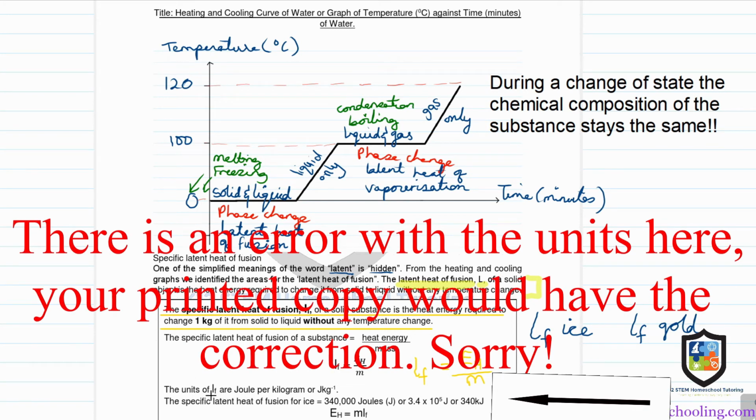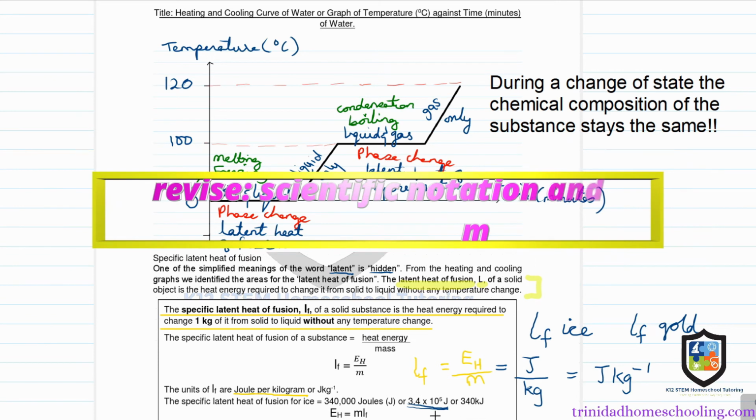Now the unit for the specific latent heat of fusion is joules per kilogram. And that is the unit because the unit for energy is joules and we are dividing joules by mass, and the unit for mass is kilogram. So we could write it like this, or we write it joules per kilogram. The specific latent heat of fusion for ice is this value here, 340,000 joules per kilogram, or in scientific notation, it's 3.4 × 10^5 joules per kilogram. Or if we convert it to kilojoules by dividing by 1,000, it's 340 kilojoules per kilogram. Okay, so these are the ways we could express these large values. And converting large numbers to scientific notation, or standard form, is a lesson that you should have done in Form 1.